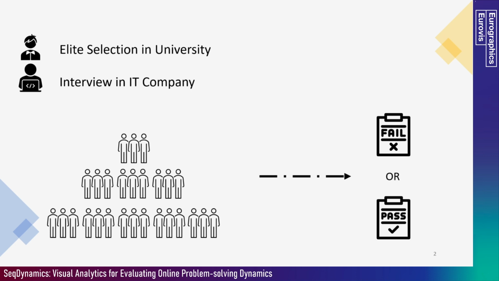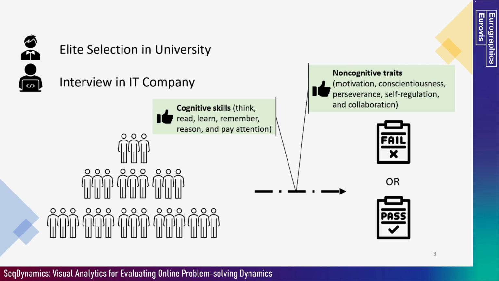In scenarios of elite selection in university or interviews in IT companies, we usually need to select top candidates from a large number of applicants. During the process, we consider not only their cognitive skills, such as the ability to think, read, and learn, but more non-cognitive traits have been considered by interviewers nowadays. For example, motivation, perseverance, self-regulation, and so on.